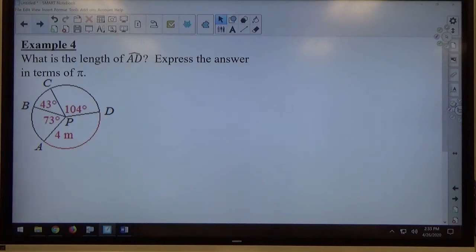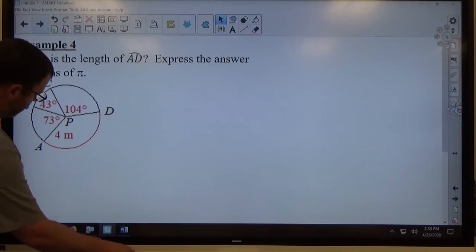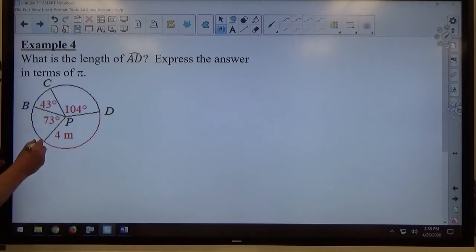Okay, finally for example 4 here, what is the length of arc AD? Again, what is the length of it? So it's not asking for the angular measure, it's asking for the length of it. But AD is the shortest distance from A to D, which means we're starting at A going the short way to D, so we're looking for the length of this red arc.